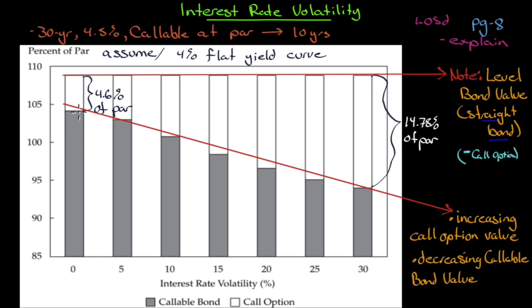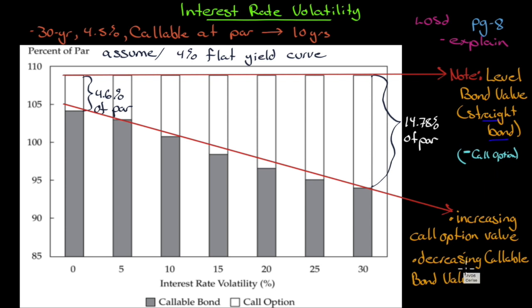At low levels of volatility, the call option that's embedded in the bond still has value. Keep in mind, this is a 30-year bond. It's callable in 10, so even though it's out of the money, there's a lot of time value left, but it only represents 4.6% of par, the value of the embedded option. But as interest rate volatility increases, look what happens to the value of the call option. At 30% volatility, the call option now represents 14.78% of par.